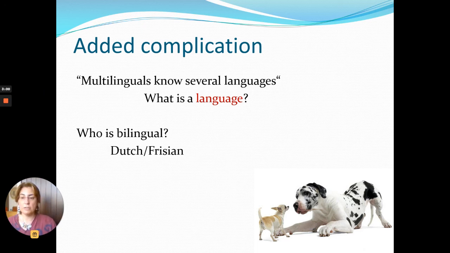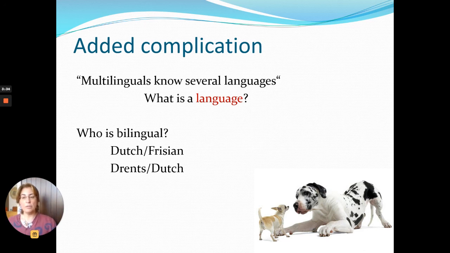For example, if someone speaks Dutch and Frisian, everybody would agree that that person is multilingual, because Dutch and Frisian are two different languages, universally recognized as different linguistic objects. Therefore, if you speak Dutch and Frisian, nobody can tell you, okay, you're not multilingual. How about if someone speaks Drents and Dutch? Well, Drents is not recognized officially in the Netherlands, so it is recognized as a dialect.